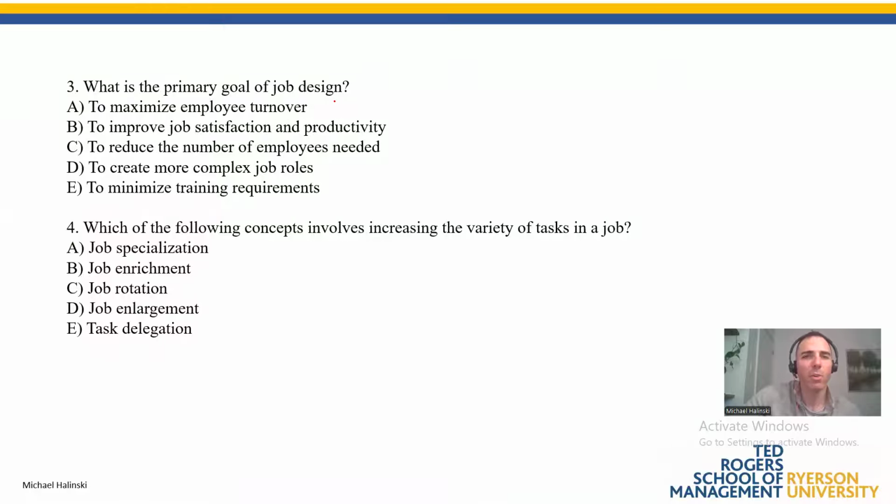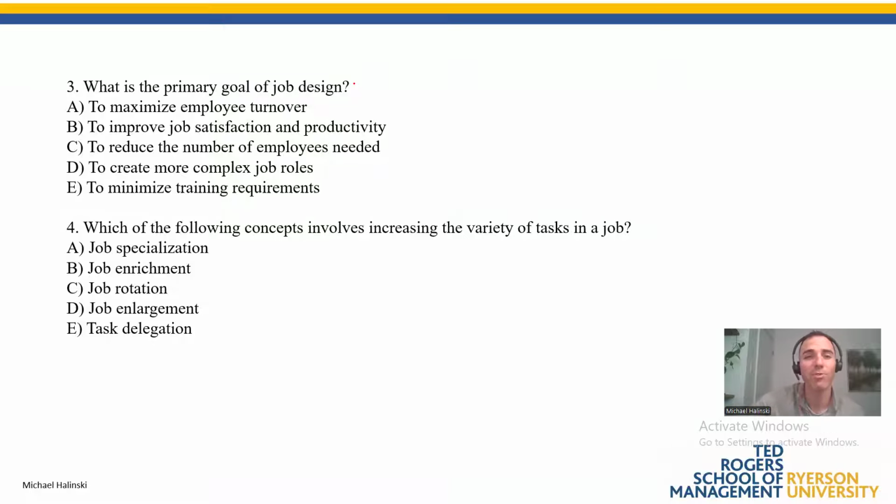What is the primary goal of job design? Okay, so job design I described as a twofold design strategy, activity, exercise. One, it's to help out the organization. Two, it's to help out the employee. So from an organizational perspective, trying to increase the efficiency, increase the productivity, reduce the costs associated with the organization. So it's all organizational outcomes. The second is to improve the job satisfaction, meaningfulness, enjoyment, engagement, things that benefit the employee.